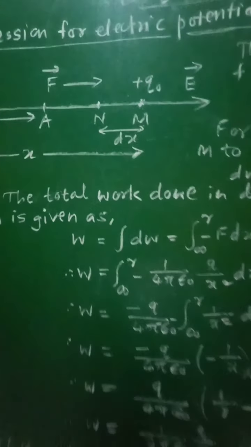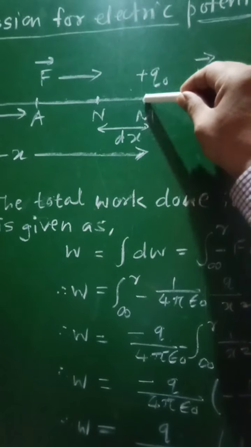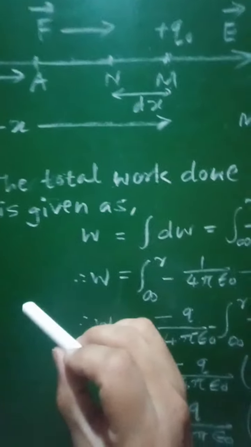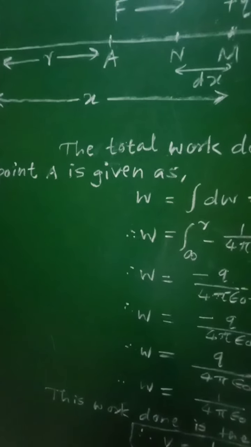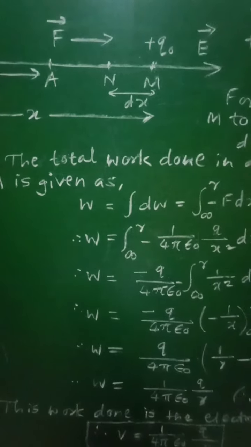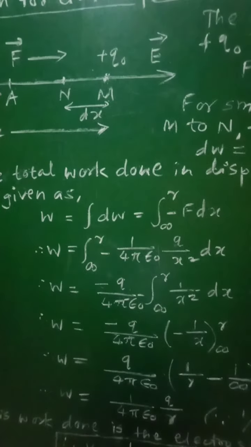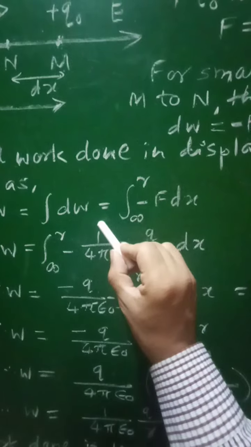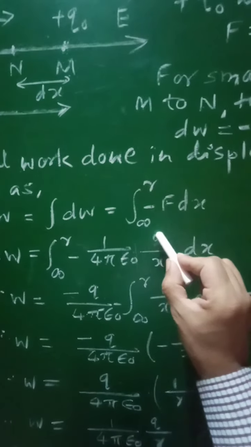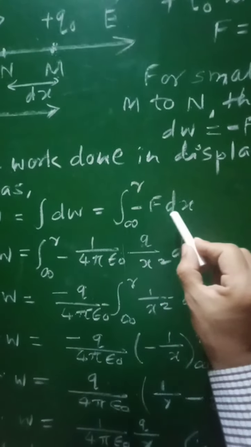Now we have to calculate the total work done in displacing that +Q0 charge from point M to point A, and therefore the total work done in displacing that charge Q0 from infinity to point A. In this case point M is considered initially lying at infinite distance from point O, and therefore this work done W will be equal to integration dW, and the limiting values of integration will be from infinity to R, and dW is minus F into dx.